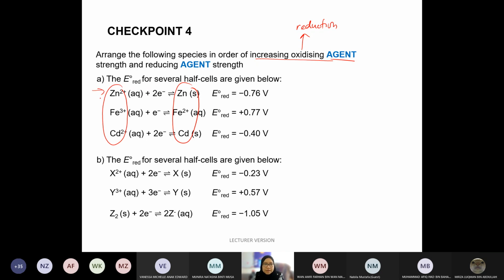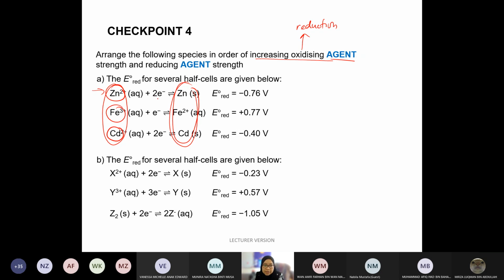So we have this part: Zn 2+, Fe 3+, Cd 2+. Not this one. Whoever answered Zinc, Fe 2+ or Cd, you guys got it wrong. Wrong. Although your arrangement is correct, you did not represent it well, because these three species won't undergo reduction. Only this one will undergo reduction.